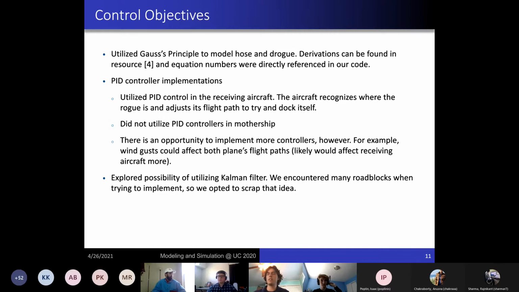Initially, we were intending to maybe put one on the mothership to enable it to react to environmental factors, maybe such as wind gusts. However, due to time constraints, we were not able to do that. So there is an opportunity for further implementation there. We briefly tried to use a Kalman filter. However, we quickly decided not to after running into many issues, debugging and logically working through it, and it was just unnecessarily complicated.